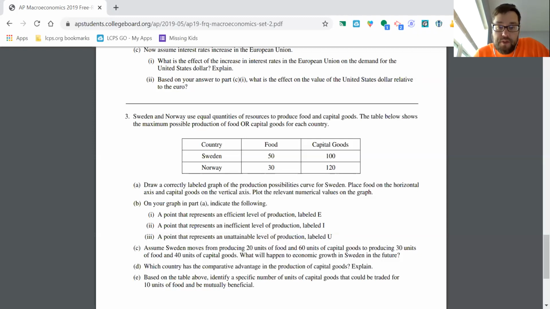Assume Sweden moves from producing 20 units of food and 60 units of capital goods to producing 30 units of food and 40 units of capital goods. What will happen to economic growth in Sweden in the future?